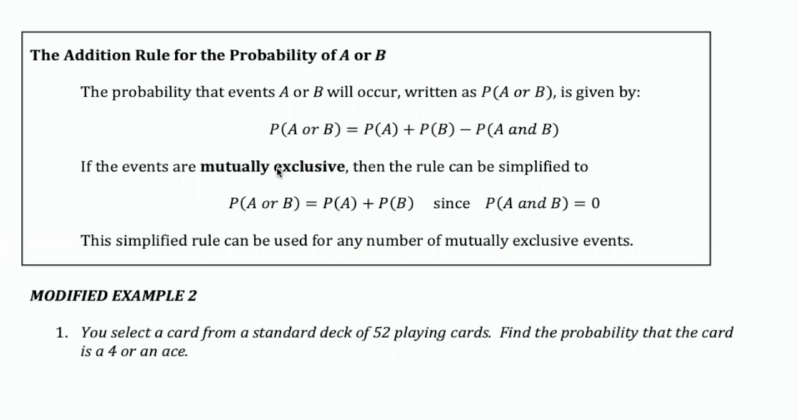If your events are mutually exclusive, if they have nothing in common, well, that would mean the probability of A and B is nothing. And so you can simplify this first formula by basically just ignoring this last term, and you can see you can just take the probability of A plus the probability of B. And the simplified rule here for mutually exclusive events, you can use that for 2 events, 3 events, 4 events, as many as you need to calculate.